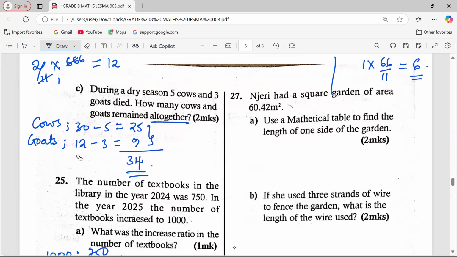No, we are now in number 27. Jerry had a square garden of area 60.42. Use a mathematical table to find the length of one side of the garden. So if this is a square room and it has the area, then for us to get length, we need the square root of the area, because the length has been squared to give us the area. Then the square root is going to give us the size of the length.